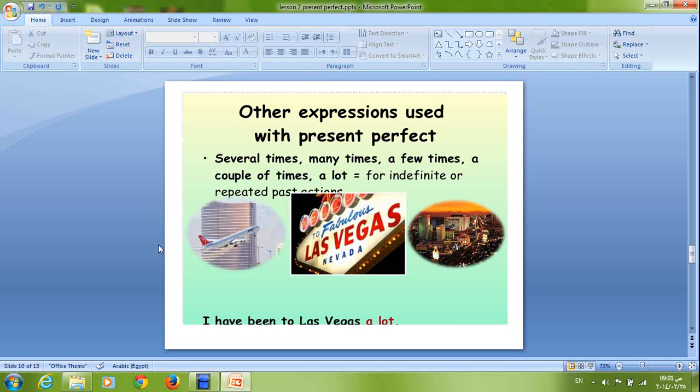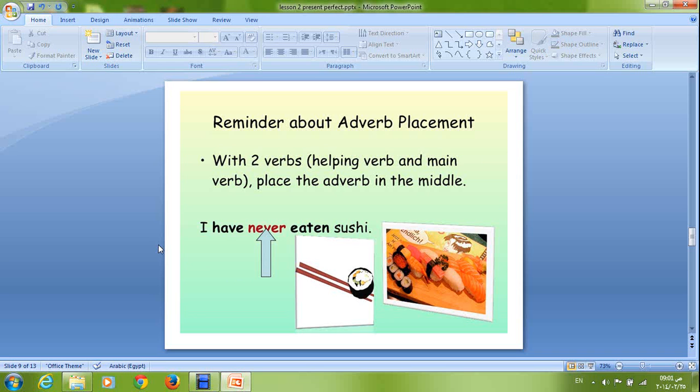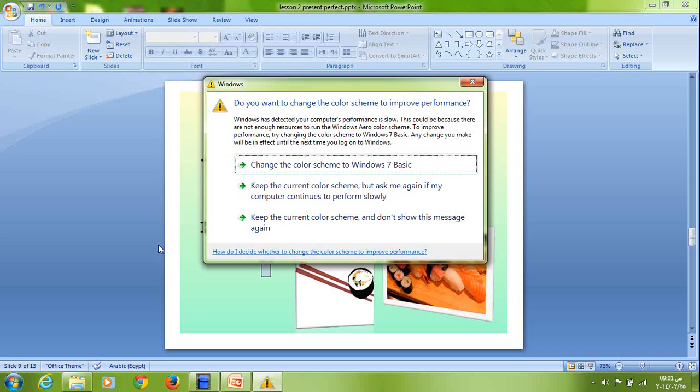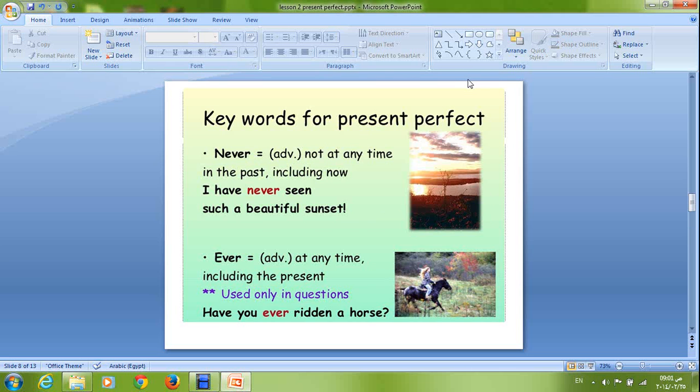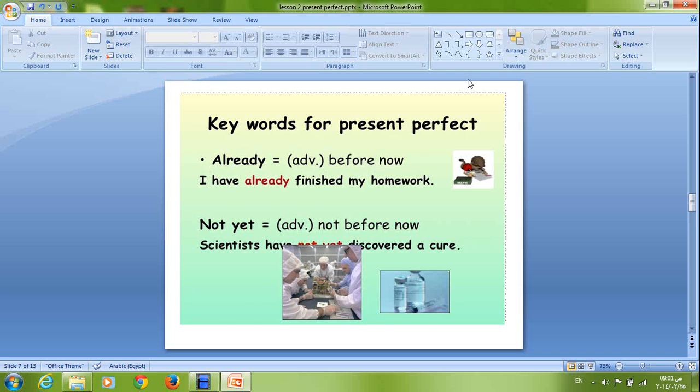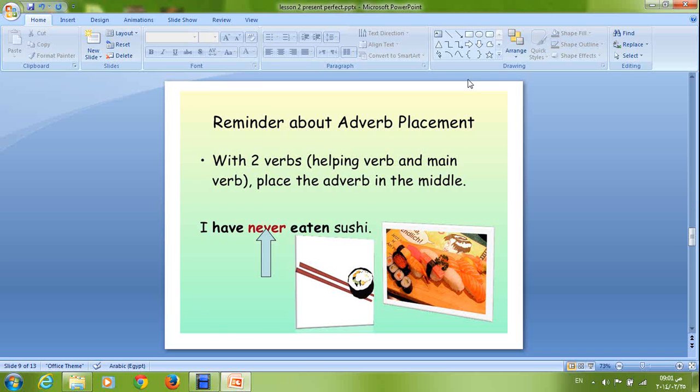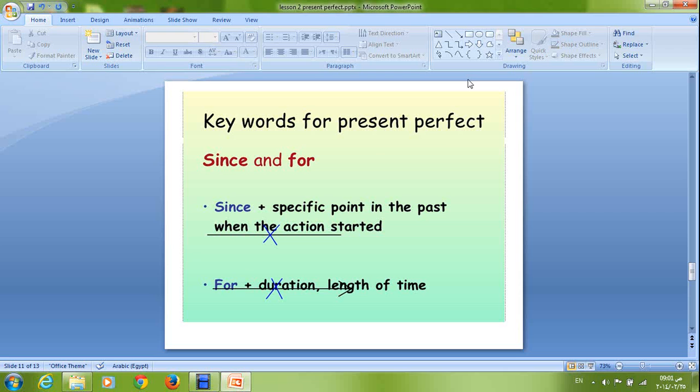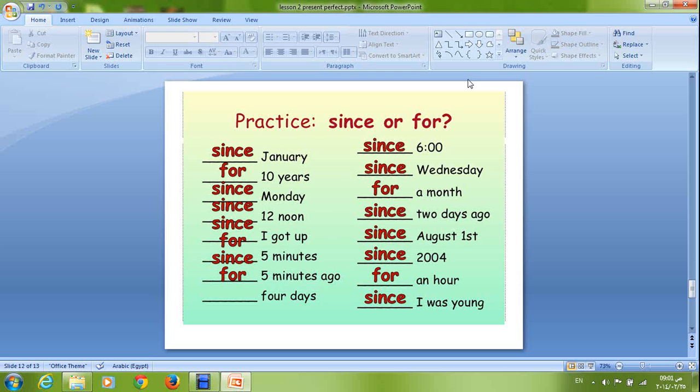Other expressions used with present perfect. We have also many expressions we use. Several times, many times, a few times, a couple of times, but these are not important. What I want from you is only to know never, ever, already, and yet. And take care, we have also yet.